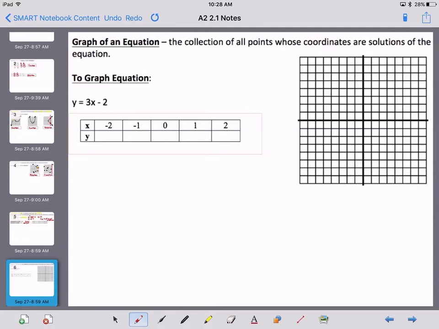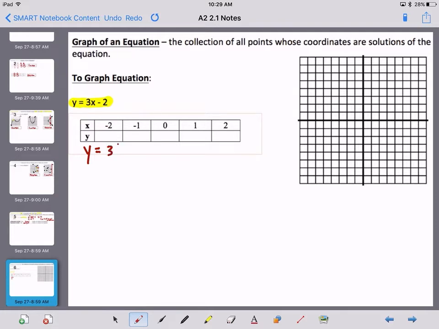We're going to look at this graph of y equals 3x minus 2. So to graph an equation, you simply plug in your inputs, your x values, and see what you get out for your outputs, and then you can plot those points on the coordinate plane. So let's do y equals 3x minus 2, and we're going to substitute in this negative 2 there.